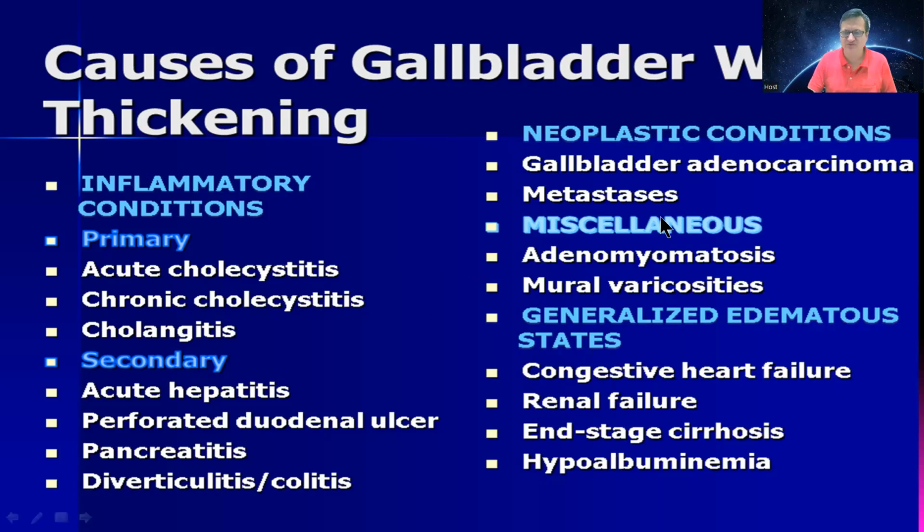Then some neoplastic conditions like gallbladder adenocarcinoma and metastasis may lead to thickening of the gallbladder. Then some miscellaneous conditions, adenomyomatosis and mural varicosities, can cause gallbladder wall thickening, and some generalized edematous conditions like congestive heart failure, renal failure, end stage cirrhosis, and hypoalbuminemia may be associated with gallbladder wall thickening.